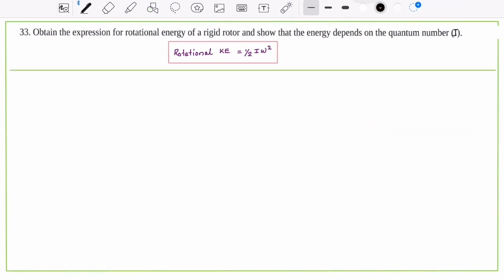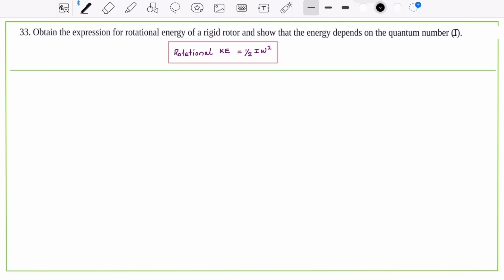The next problem is: obtain the expression for rotational energy of a rigid rotator and show that the energy depends on the quantum number J. In the present problem, we have to find an expression for the rotational energy of a rigid rotator, and we have to prove that this rotational energy depends upon the rotational quantum number J.